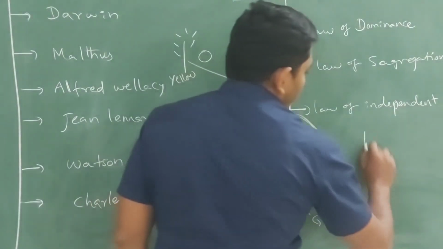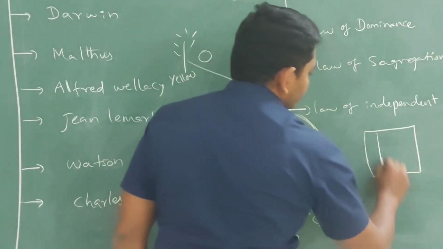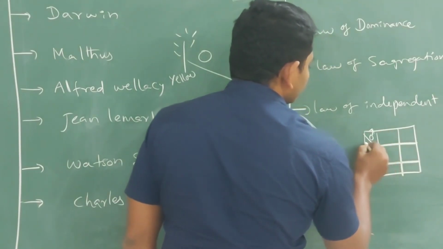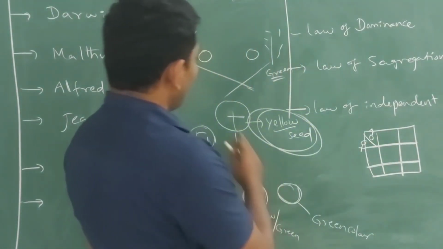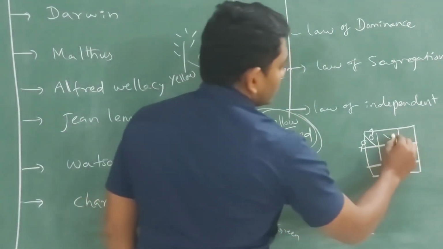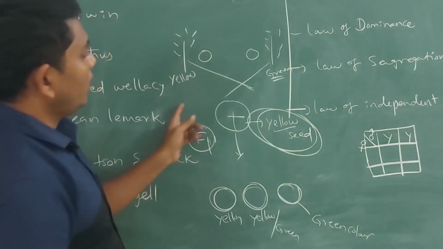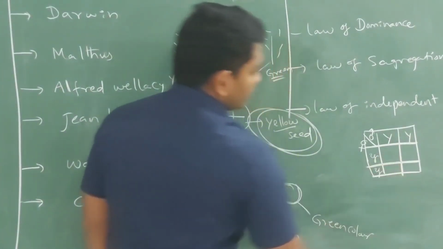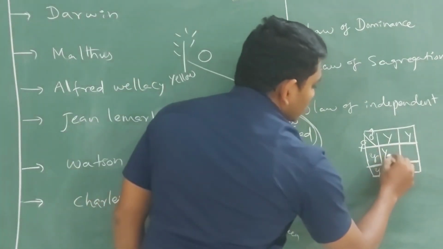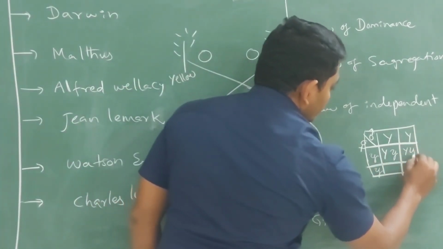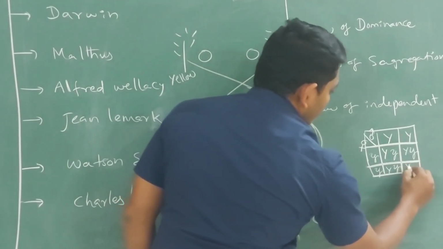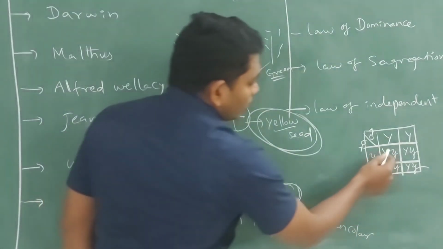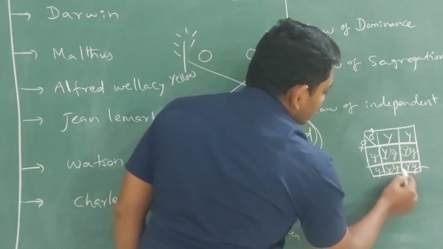Okay, he first took pure yellow color seeds and green color seeds, then capital Y, small y, capital Y, small y, capital Y, small y, capital Y, small y. So in this way only yellow color seeds came in the next generation.